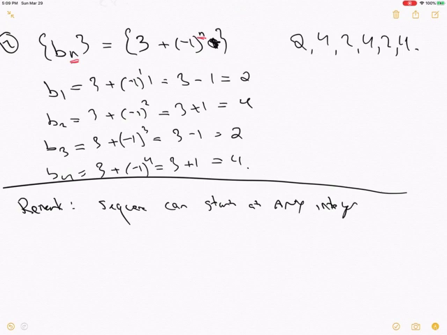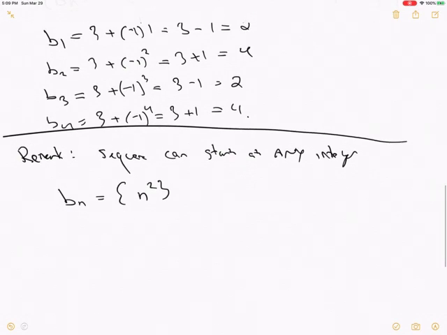Okay, so for example, if you have a sequence like b sub n given by n squared, right? So the order matters, but you can extend these things in both directions indefinitely. So for example, we certainly have that b1 is equal to 1, b2 is equal to 2 squared, which is 4, b3 is equal to 3 squared, which is 9, b4 is equal to 16, etc.